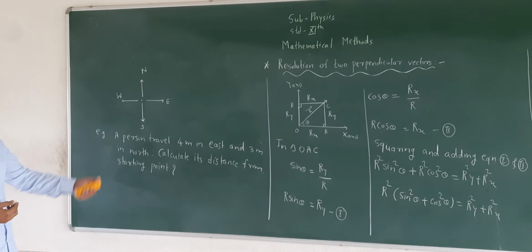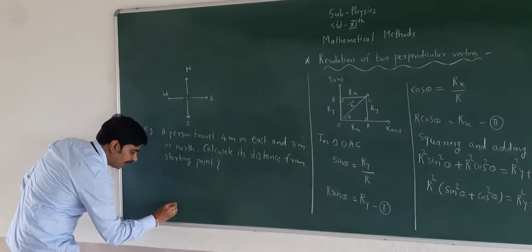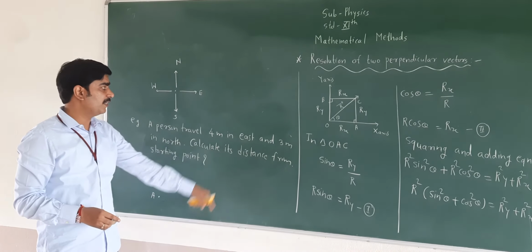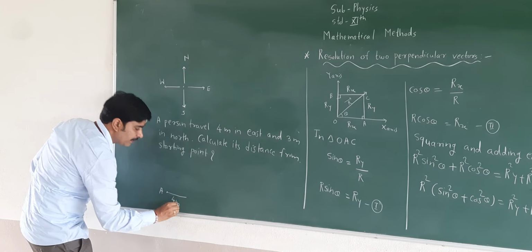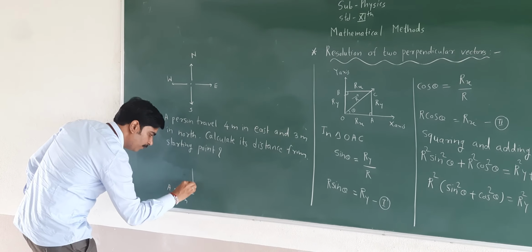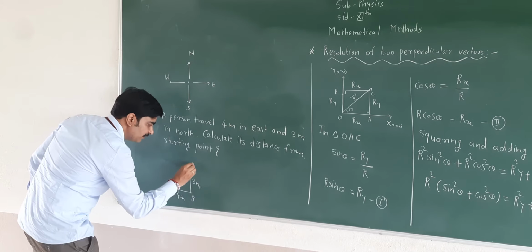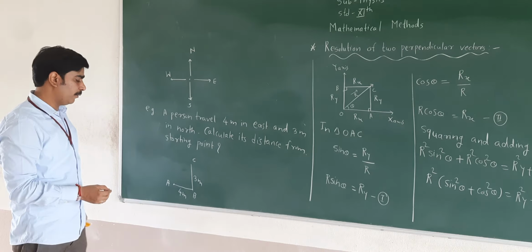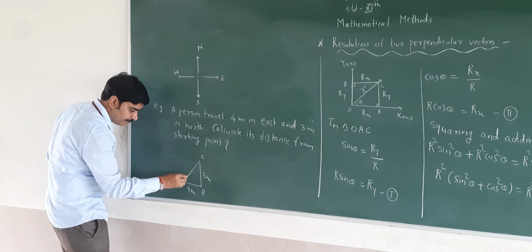So friends, here you should know regarding this direction. Here I am considering A as the starting point. A person travels 4 meter in the east, then you should move here 4 meter in east. Then 3 meter in north. Where is the north direction? North will be upward. 3 meter in north, so here B we can consider C. Now calculate its distance from the starting point. So distance is the smallest path.